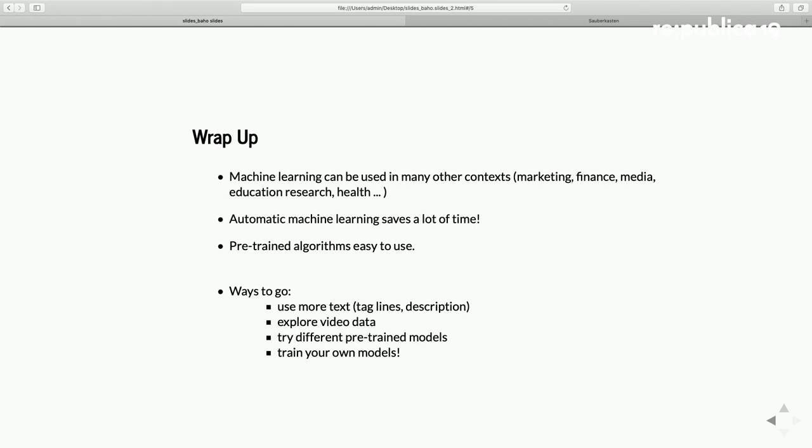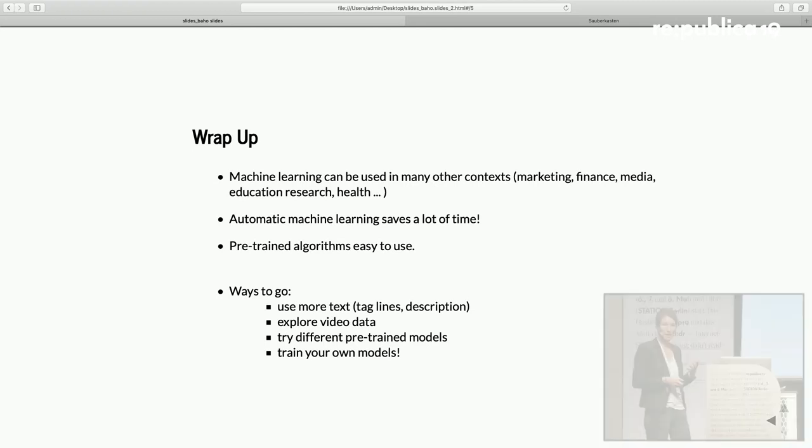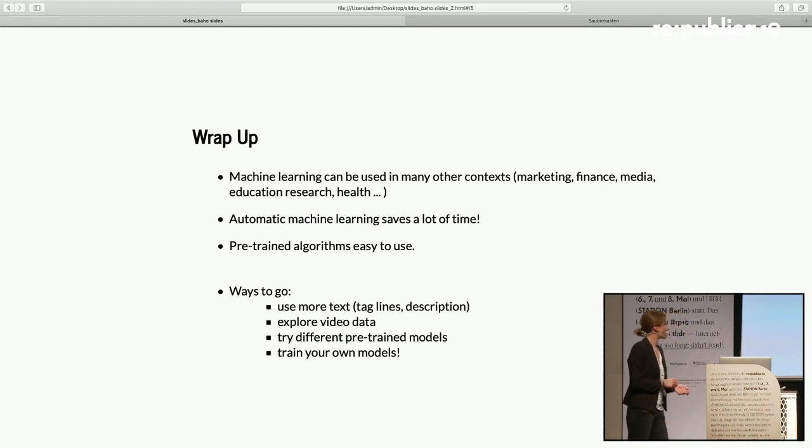So ways to go, of course. The prediction was not really improved tremendously, but nevertheless, there would be so many more things that you could do and could come up with. For example, you could use more text, the taglines and also the description of these campaigns. Then you can explore video data or more than just one image. You could try different pre-trained models, of course.